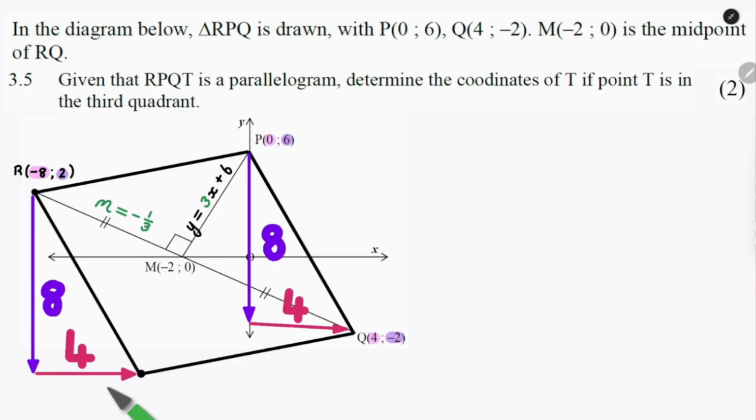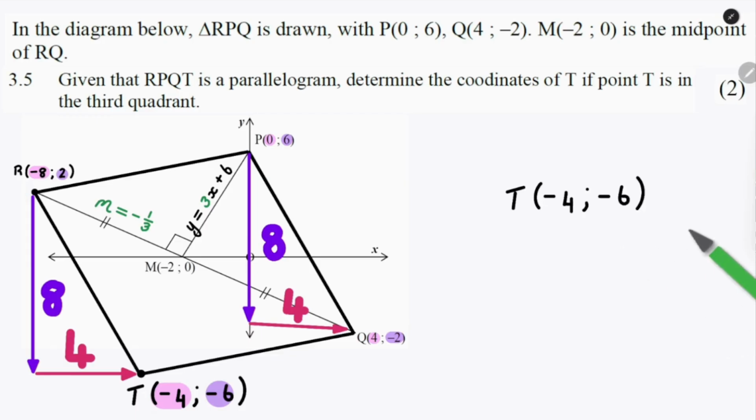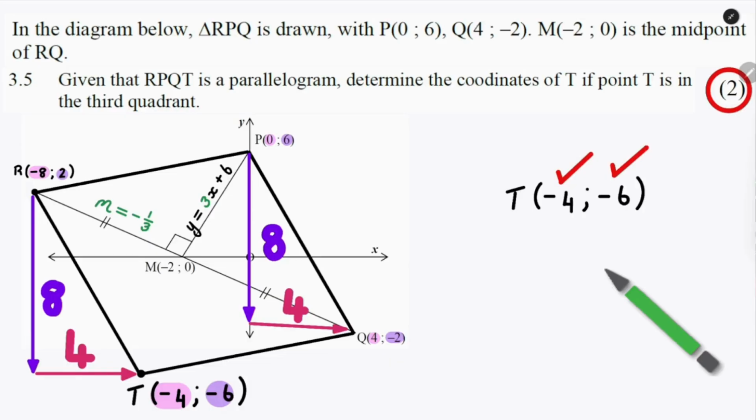Okay, now with this we can get t. And to get the x value of t, we exclusively look at the x value and the horizontal movement. So I'm going from -8, 4 units that way. It will take me to -4 because I'm adding 4. And then if I go down 8 units, I only look at the y value. So 2 minus 8 will give me -6. And now we officially have t to be -4 and -6. And you'll earn 1 mark from your x value and 1 mark from your y value.